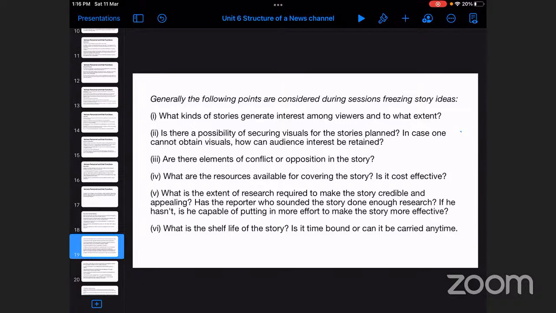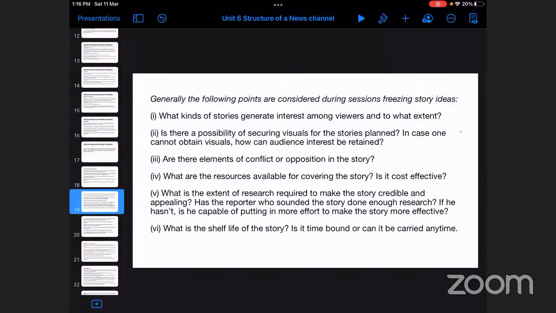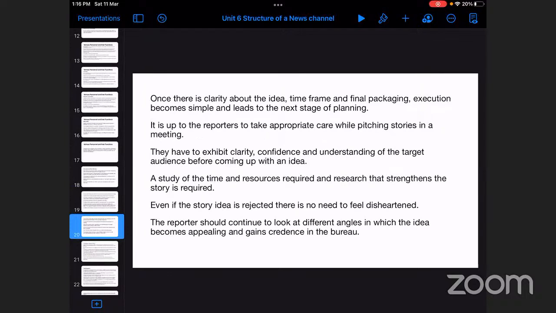But a feature is time taking, and they use different editing techniques, music, background or sound effects, everything they use. Editing techniques also they use. So if it has a shelf life, it can be stored in the story bank.